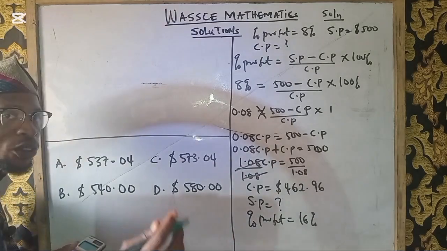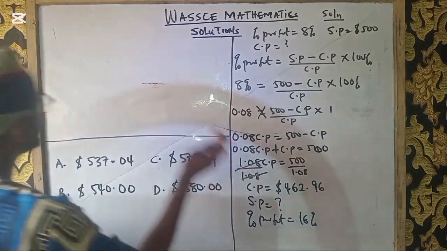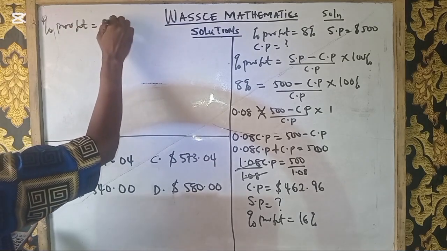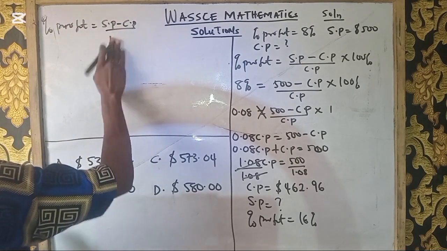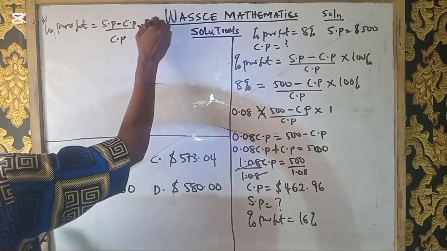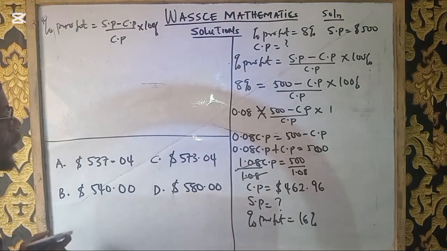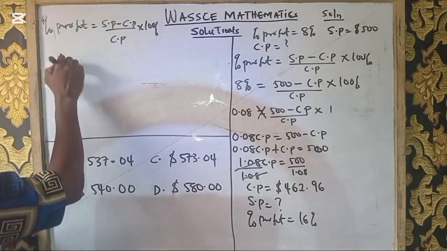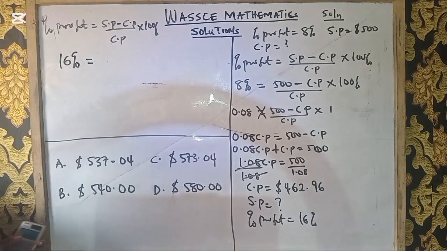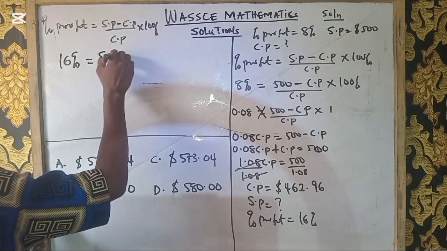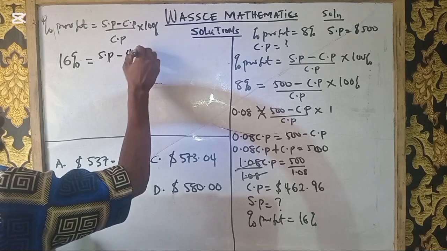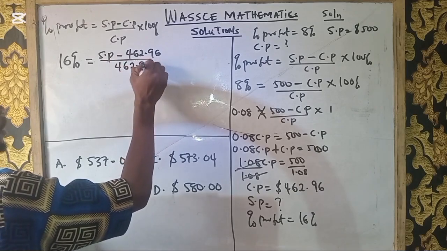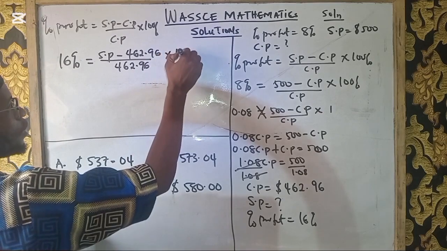Now, the same formula, because it's still percentage profit. So the formula still remains: percentage profit equals selling price minus cost price over cost price times 100%. But the new profit percent is 16%. So let us replace that: 16% equals the selling price, which is unknown, minus the cost price, which is 462.96, over cost price again, 462.96, times 100%.